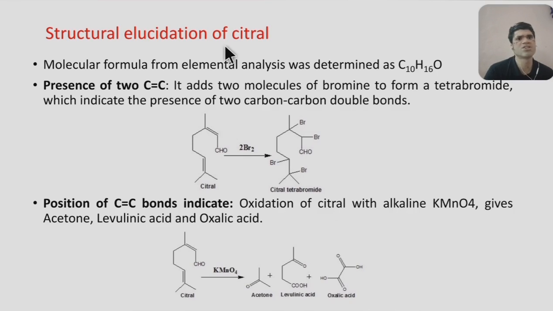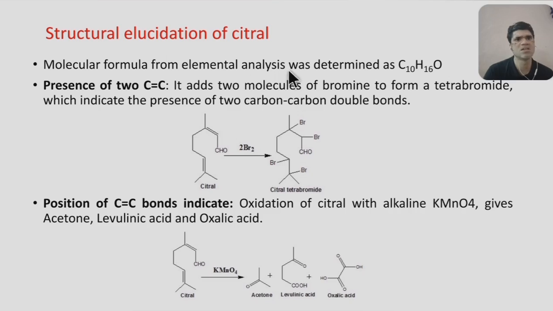Structural elucidation of citral. So here, initially the molecular formula of citral is determined to be C10H16O by elemental analysis. Elemental analysis is a technique which gives the amount of carbon, hydrogen and oxygen present in the sample, and from that we can propose a molecular formula of that compound.